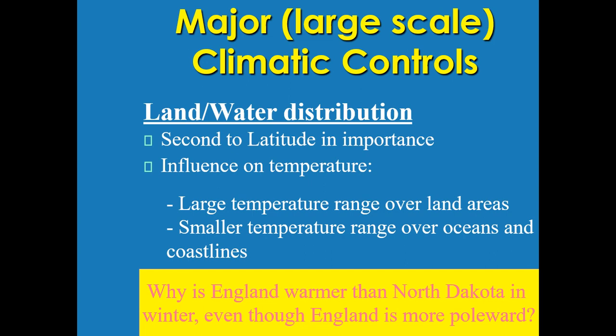It has to do with the location of England surrounded by bodies of water, as compared to North Dakota, which is more continental in its climate, where there's no influence by any major ocean currents or bodies of water nearby. Like I have the bullets above that I just mentioned, you're going to have a larger temperature range over land areas, not only on a daily basis, but also on an annual average temperature basis. And you'll get smaller temperature ranges over the oceans and coastlines.